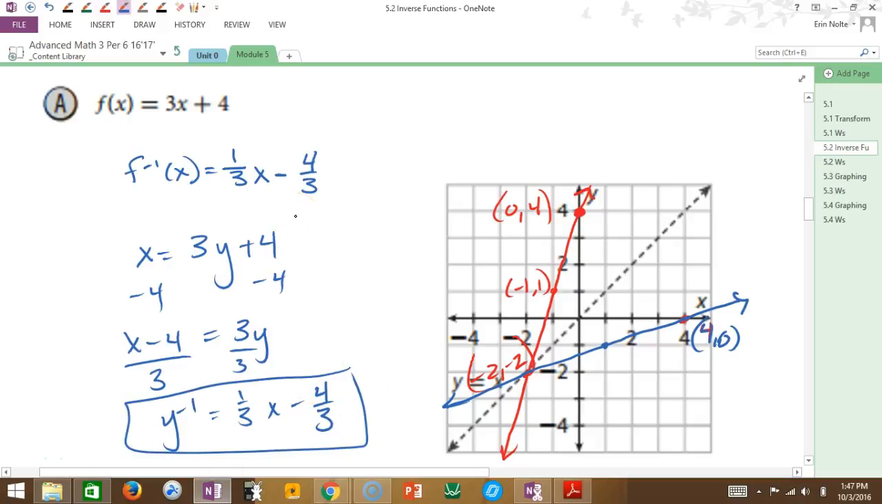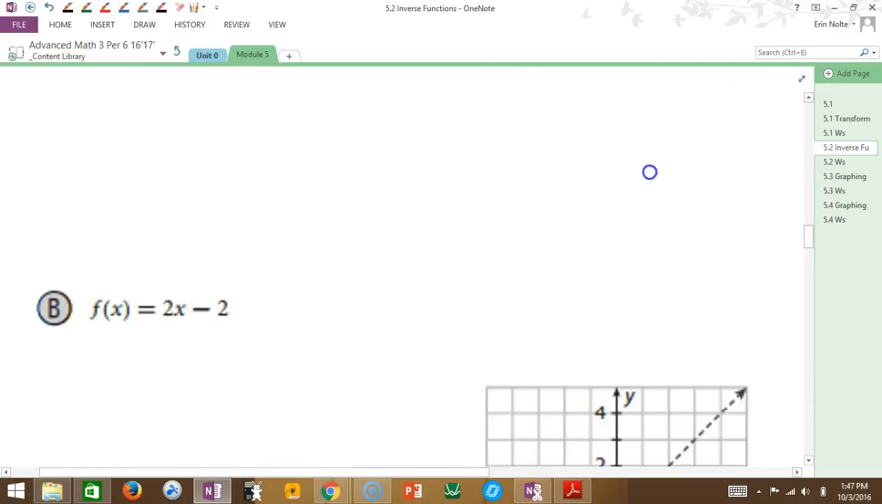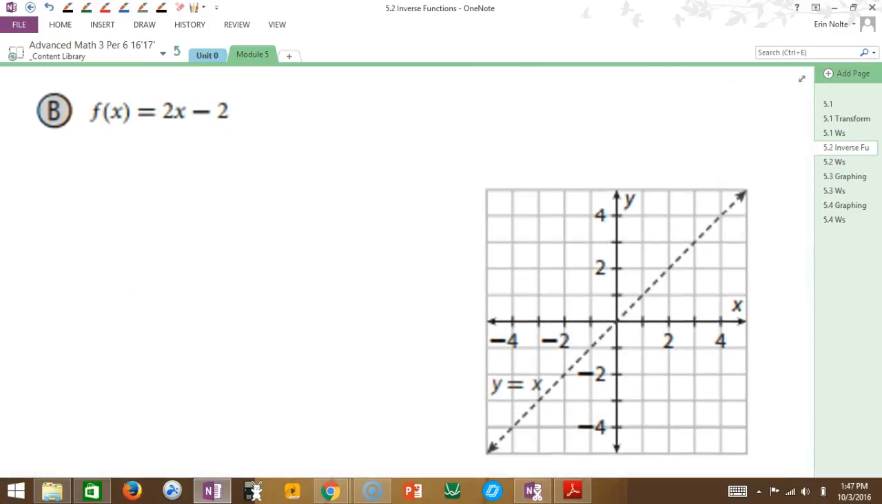Fair enough. So, how do you find the inverse algebraically? Flip the x and the y, and then what? Solve for y. Okay, smarty pantses, do this one. Okay, do this one in your notes.